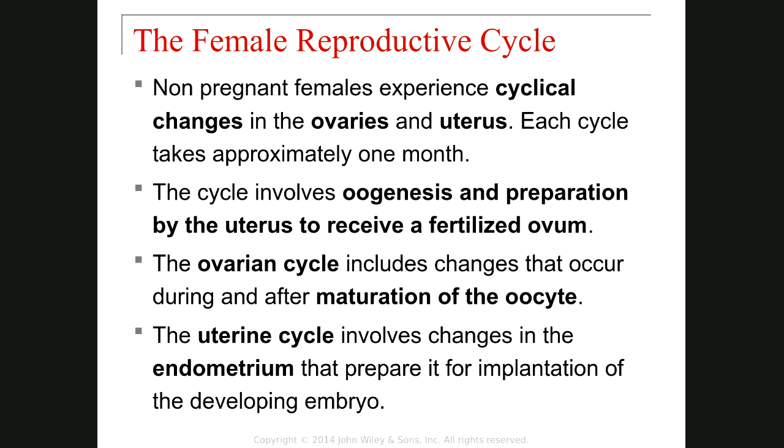Hormones which are secreted by the hypothalamus, anterior pituitary, and ovaries, which I will show you in the next slide, can control the main events. The ovarian cycle is a series of events in the ovaries that occur during and after the maturation of the oocyte. Estrogen hormones released by the ovaries can control the uterine cycle or menstrual cycle.